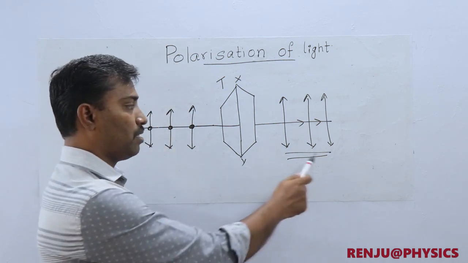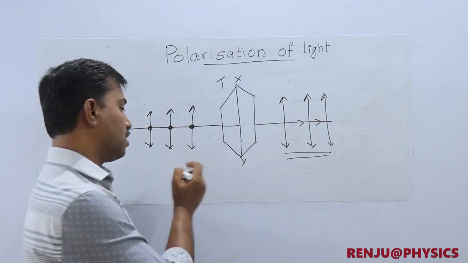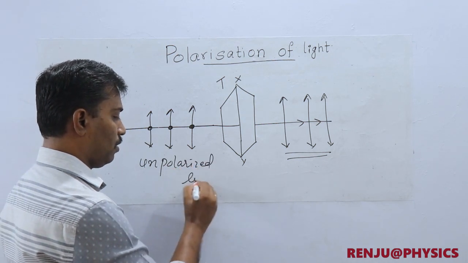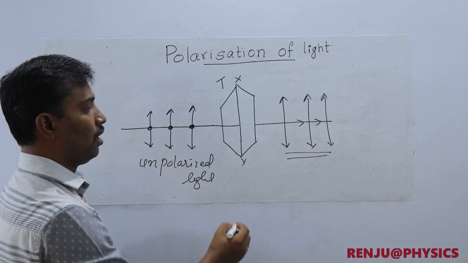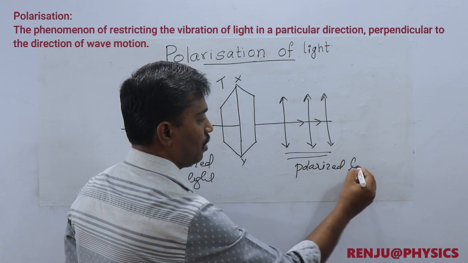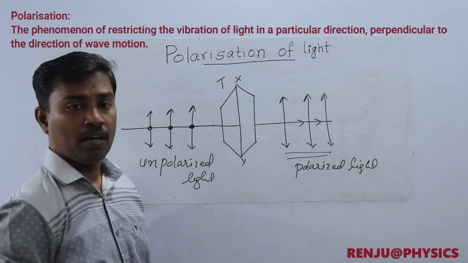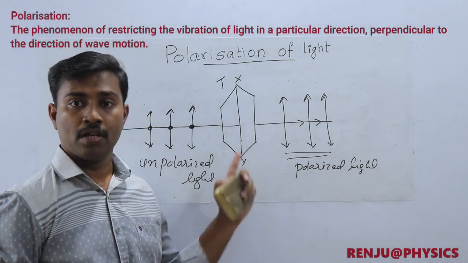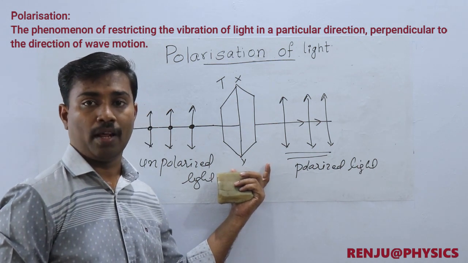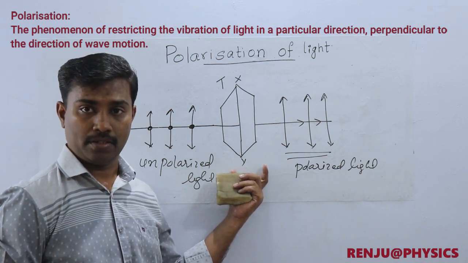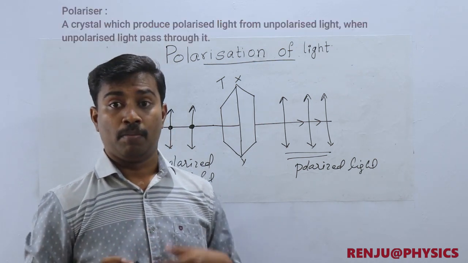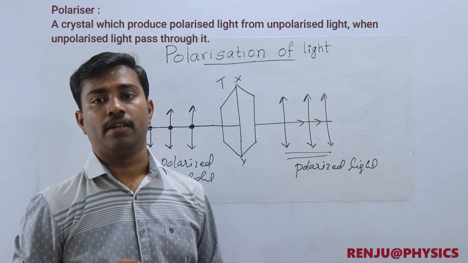This is the diagrammatic representation of polarization of light. Here this is the unpolarized light. It is passed through a crystal, and we get polarized light. Here one crystal is used to produce polarized light from unpolarized light. So this crystal is called a polarizer. So what is a polarizer? A polarizer is a device which produces polarized light from unpolarized light.